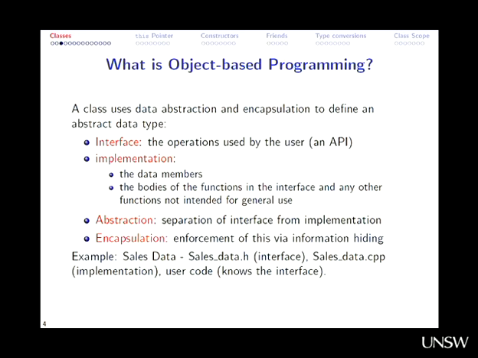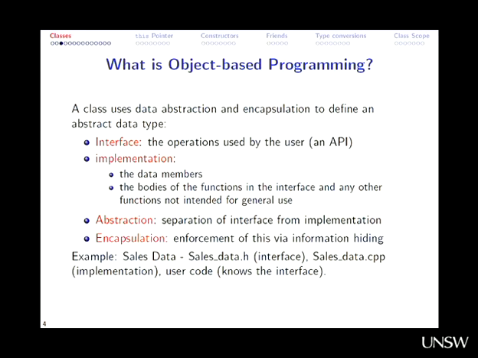Your implementation is what goes in the .cpp file. It's for data members. It's the bodies of the functions described in the interface, and any other functions that are not intended for general use. So you can include additional functions that are hidden from the rest of the program. The implementation generally goes in the .cpp file. Some of it will go in the .h file, and we'll see that again over the coming slides in the coming weeks.